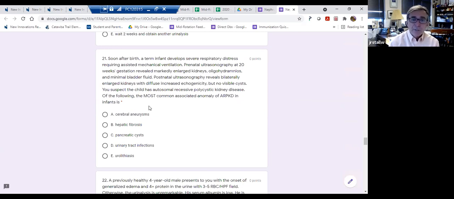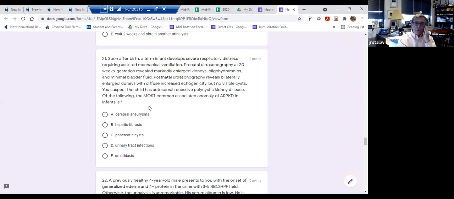The most common associated anomaly of this. So this is a database question. See, this isn't figuring out from a stem of the question what they most likely have. This is strictly a database because they tell you what the kidney has, what the patient has. So you just have to know what goes with that. And this is Caroli, if you want to look up an eponym, and it's hepatic fibrosis.